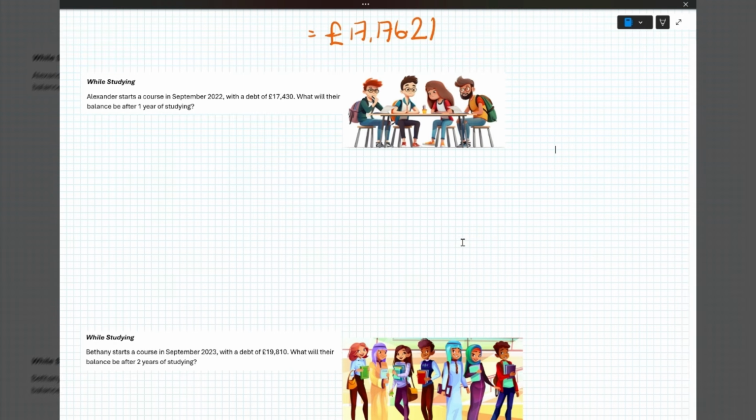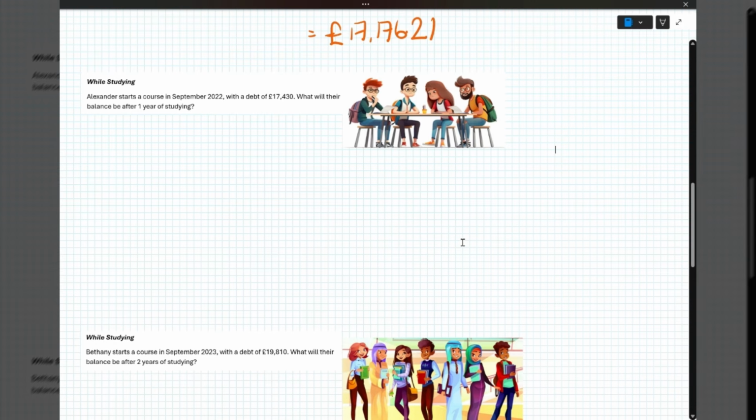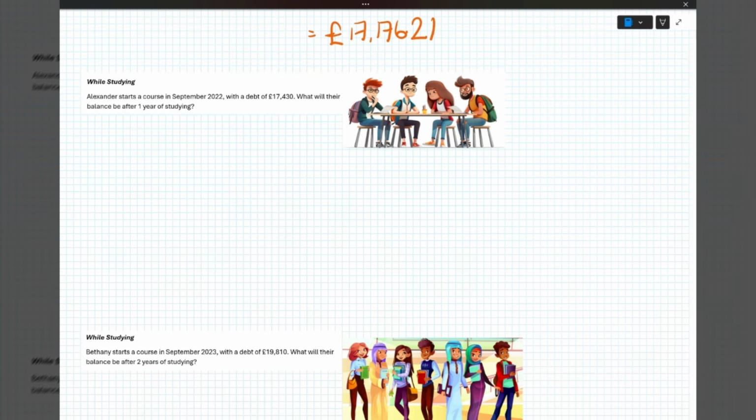So, on our question, let me get my preliminary material in front of me. We're looking at the loans once while people are studying. So, our first question says Alexander starts course in September 2022. And if we look at the preliminary material, it means we're going to have to use the March 2022 value. He has a debt of 17,430. What will their balance be after 1 year of studying? So, they've paid that amount. They're going to study for a year. What's going to happen to it?